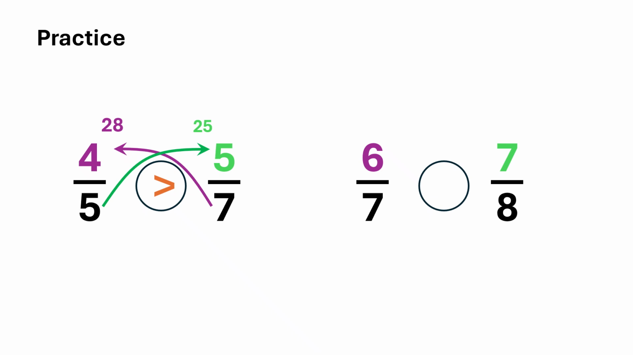Next, 6/7 versus 7/8. Cross multiply again. Left side, 6 times 8 equals 48. Right side, 7 times 7 equals 49. This time 48 is less than 49, so 6/7 is less than 7/8. Awesome work!